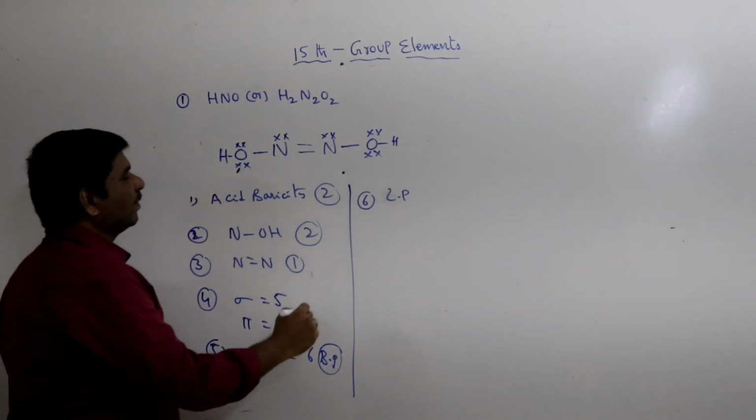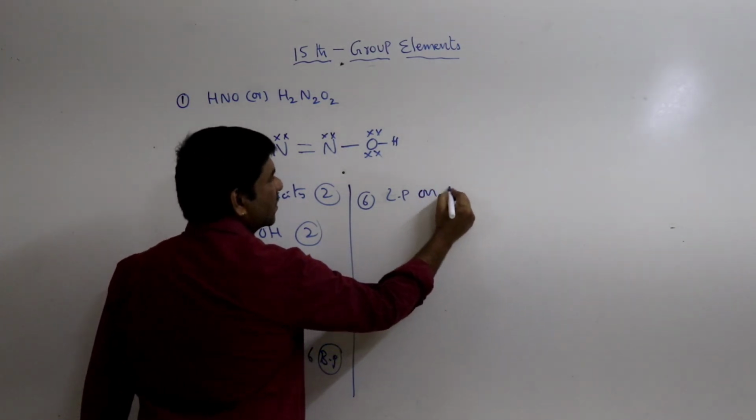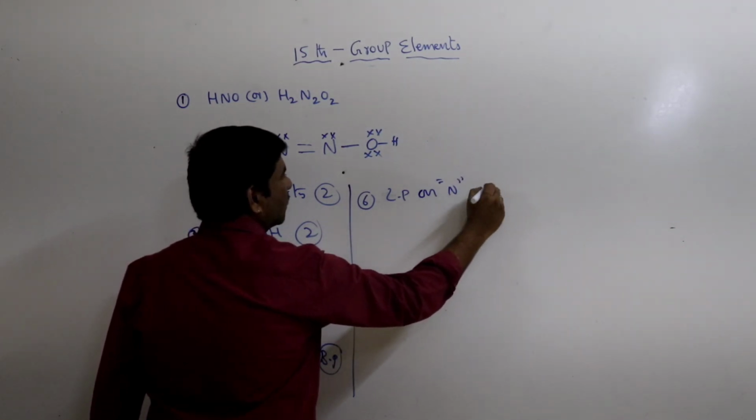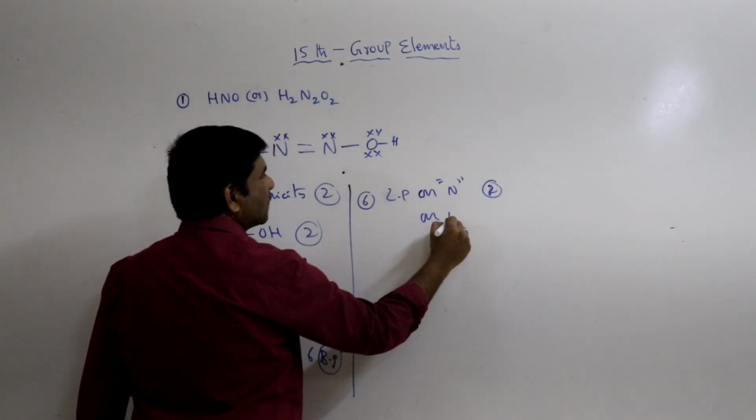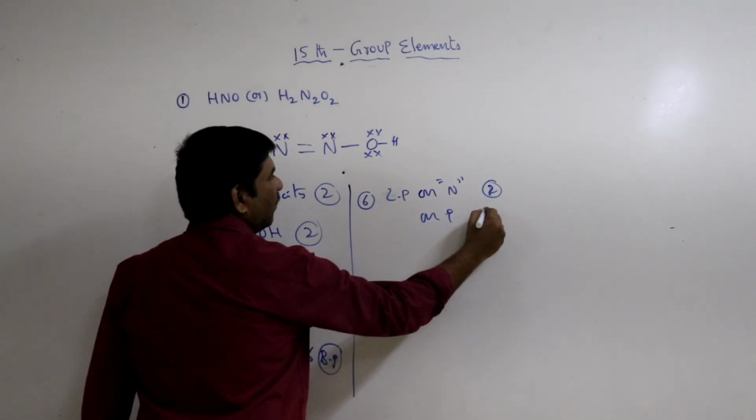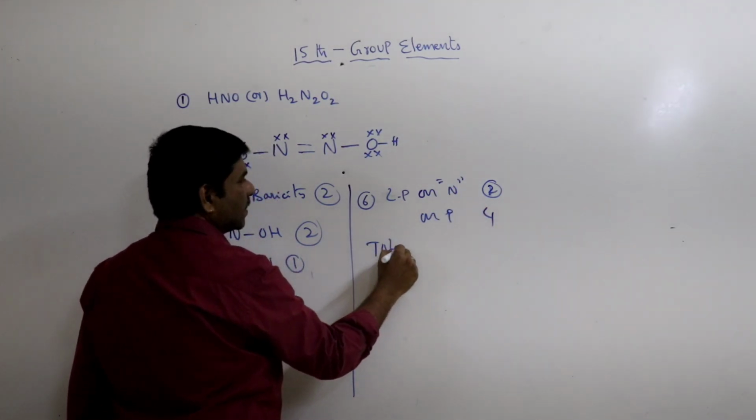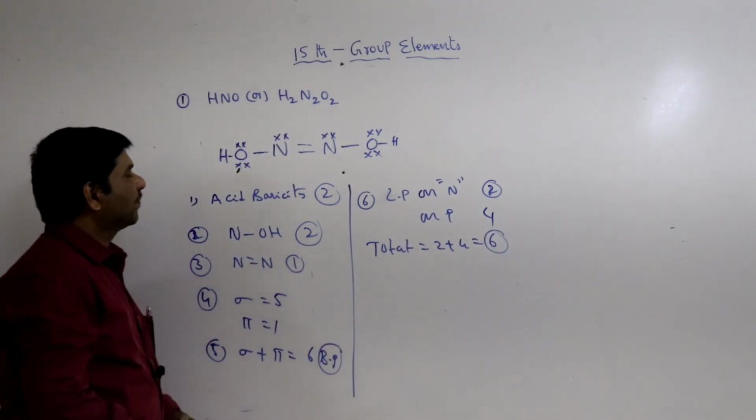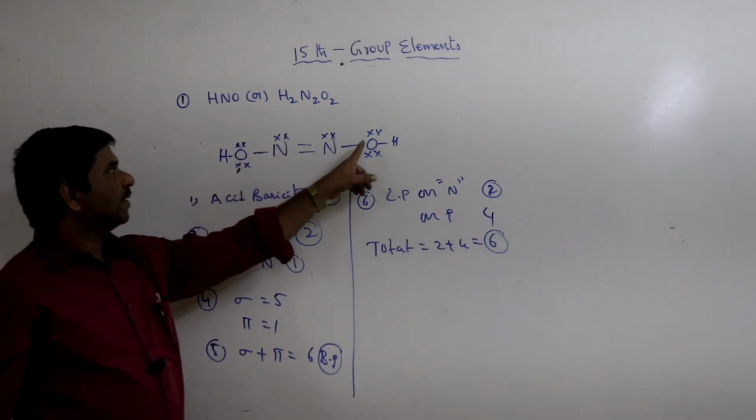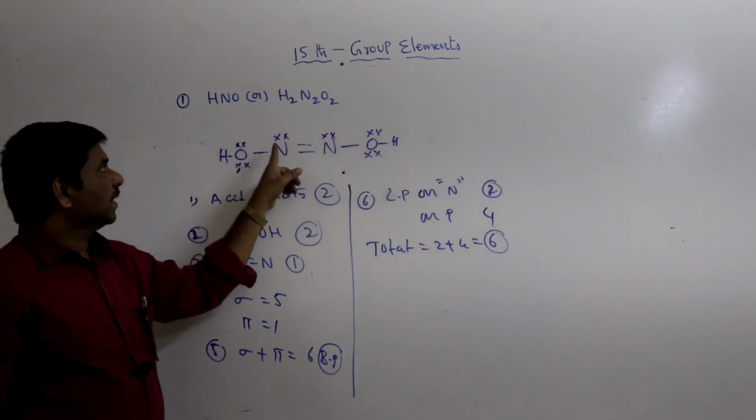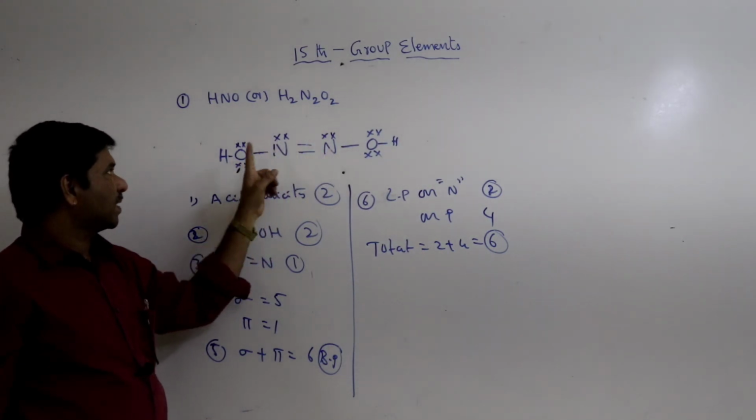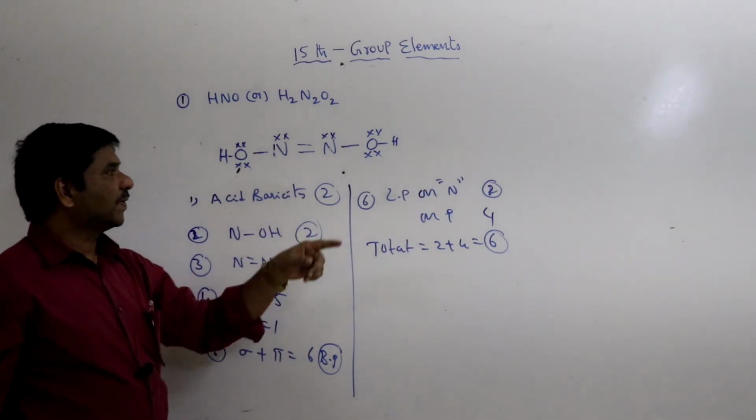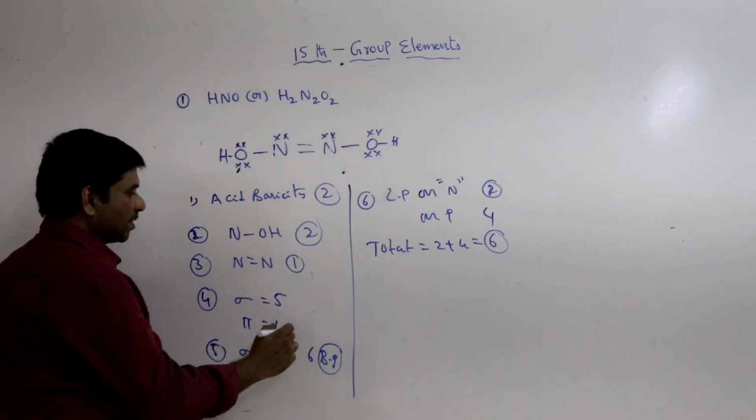So the number of lone pairs: on nitrogen, 2 possible. On oxygen, that is 4 possible. Total is 2 plus 4, 6 lone pairs possible. On nitrogen 2 lone pairs, on oxygen 4 lone pairs. 2 plus 4, total is 6 lone pairs possible.